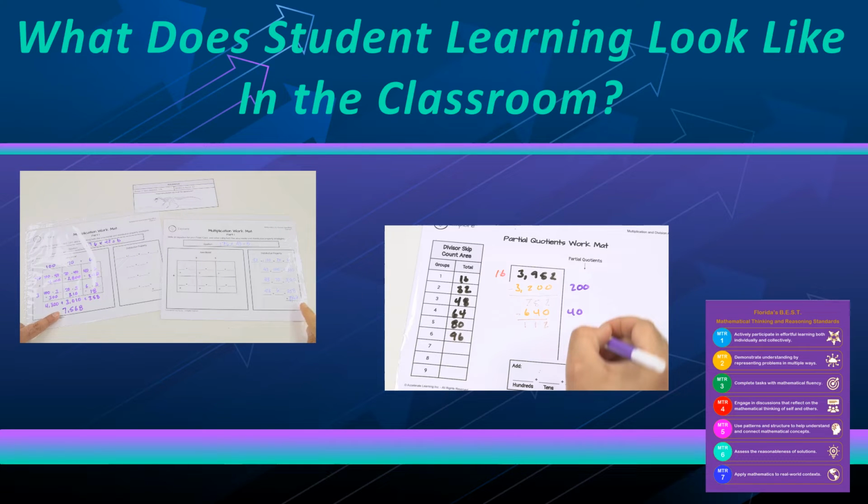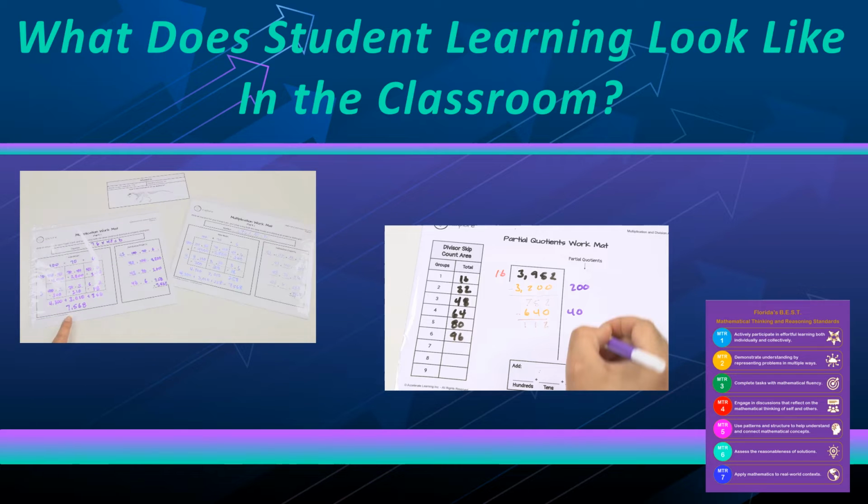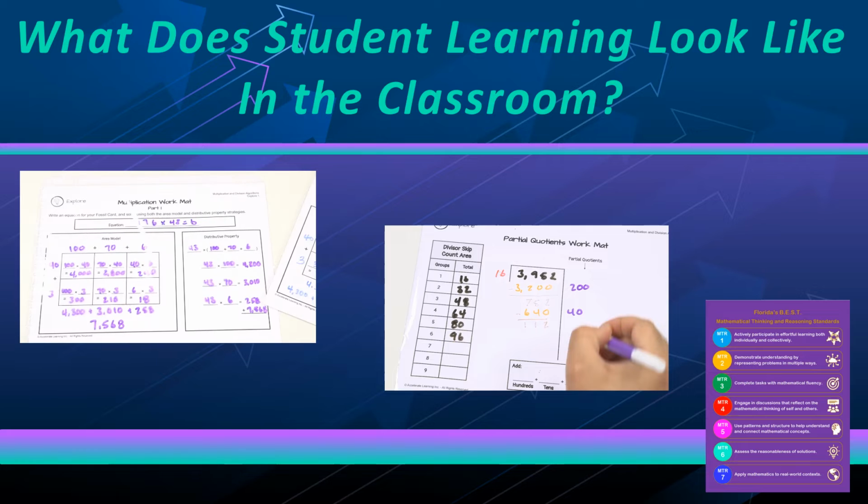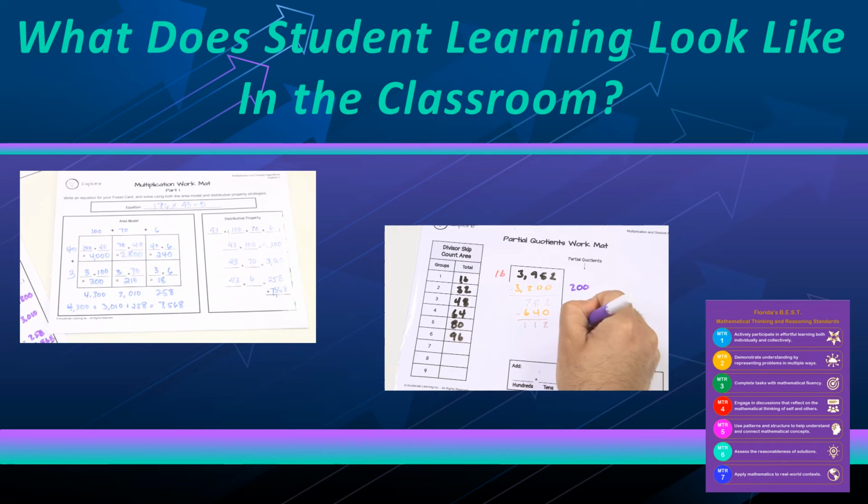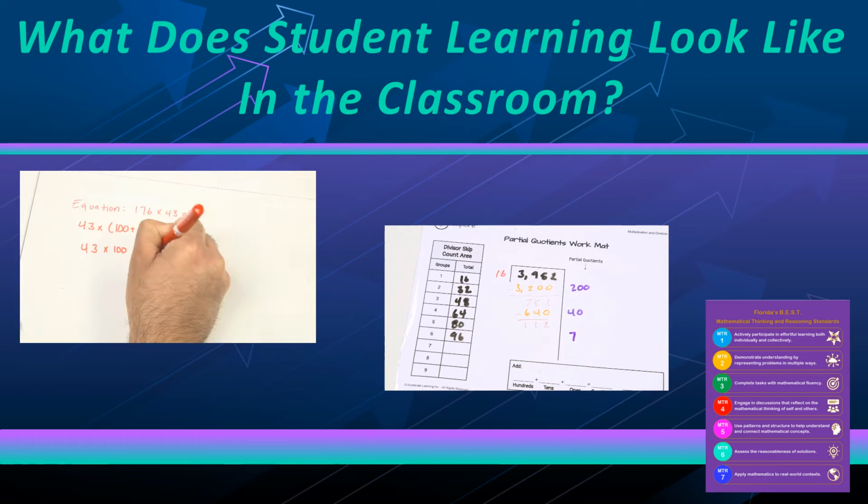What should we see happening in the classroom? We should see students exposed to multiple strategies for multiplication and division, such as base 10 arrays, area models, partial quotients, or partial products, and the standard algorithm.